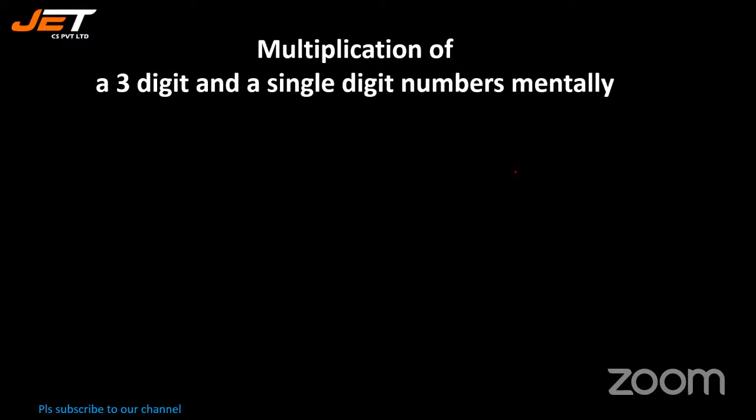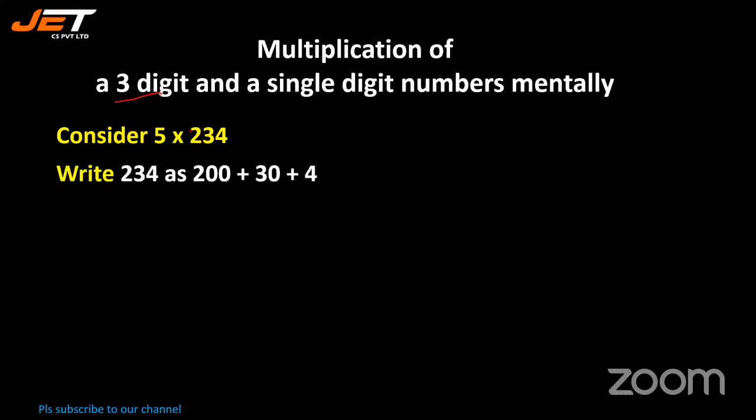Now, this is something new that we are going to do today. There is one more thing, but this is the first one. Multiplication of a 3-digit and a single-digit number. We will do this mentally. Earlier we were doing only 2 digits. Now it's the time to do 3 digits. 5 times 234. Simple, children.